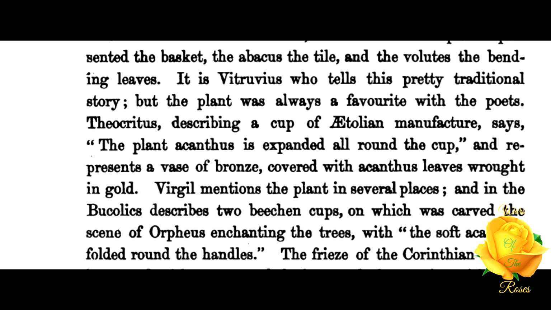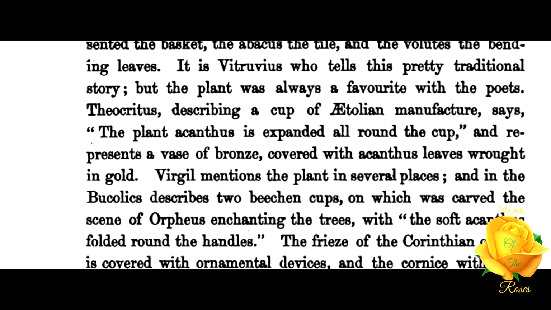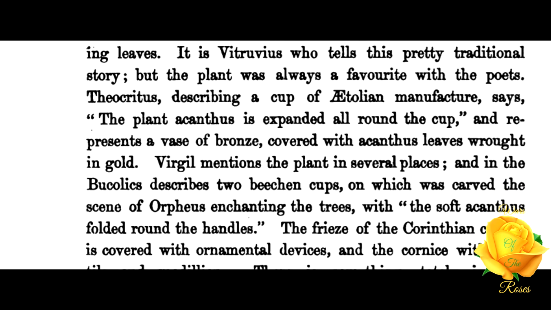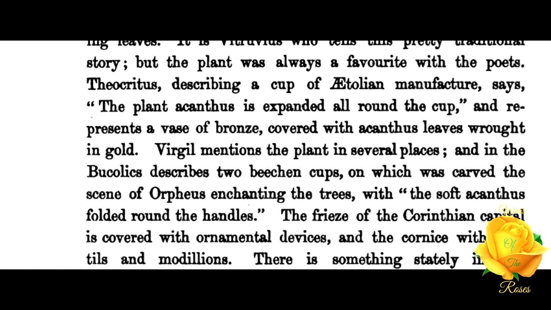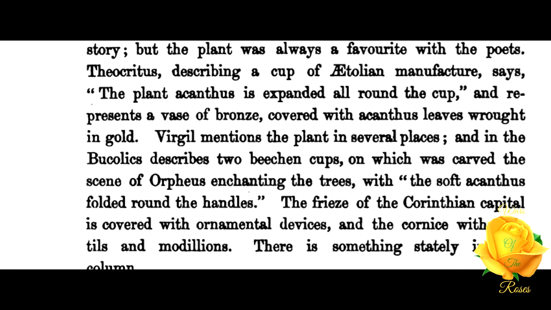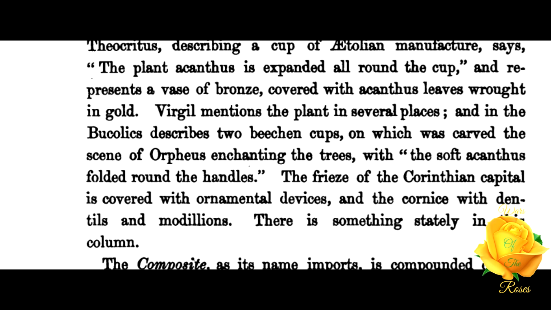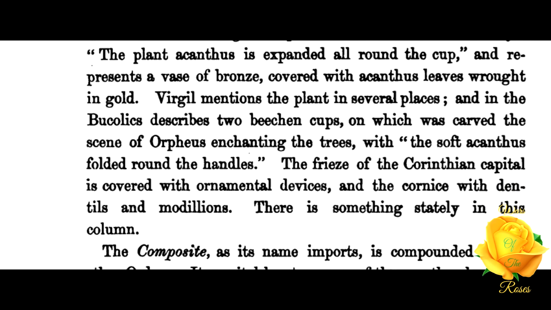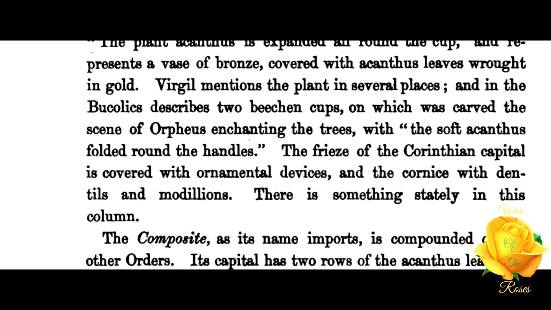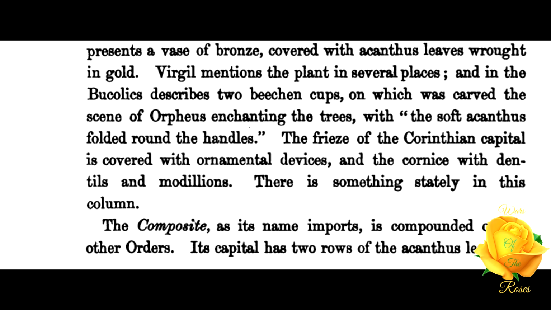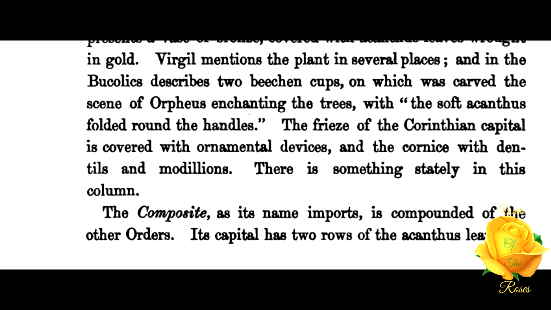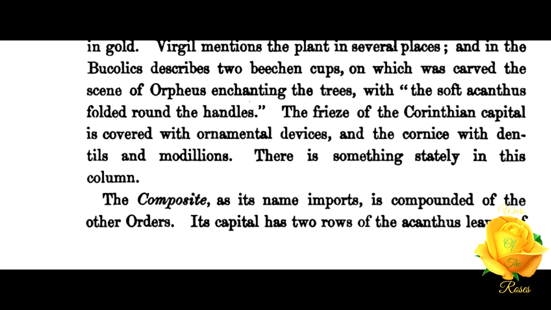Theocritus, describing a cup of Aetolian manufacture, says, "The plant acanthus is expanded all round the cup and represents a vase of bronze covered with acanthus leaves wrought in gold." Virgil mentions the plant in several places, and in the Bucolics describes 2 beechen cups, on which was carved the scene of Orpheus enchanting the trees, with the soft acanthus folded round the handles.